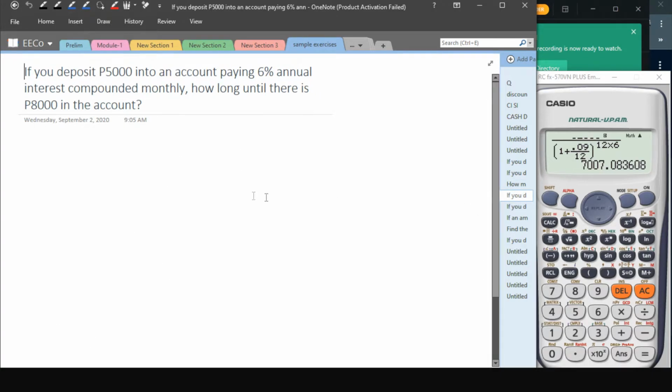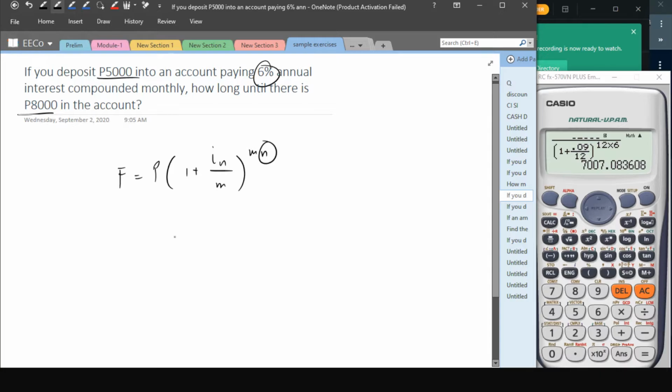Next, if you deposit 5,000 into an account paying 6% annual interest compounded monthly, how long until there is 8,000 in the account? So, binigay sa yo yung future, binigay sa yo yung present, binigay sa yo yung interest rate. Ang hinahanap is si n. So, F is equal to P (1 plus i over m) raised to mn. Ang hinahanap sa is n.